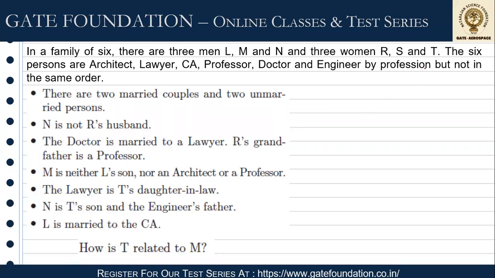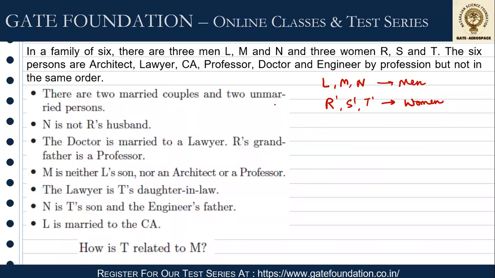Let me give you a little bit of hint into this question. So, in a family of six, there are three men, L, M, and N. So, I'll just write down L, M, N, and three women. These are men. R, S, T. And the six persons are architect, lawyer, CA, professor, doctor, and engineer by profession, but not in the same order. So, the order we need to find. So, I got one answer in the chat box. Yes, that's correct. Try to find it out.